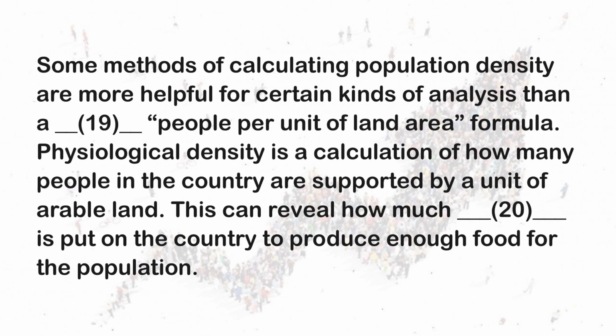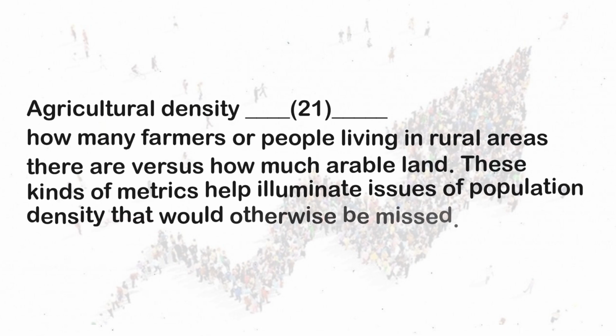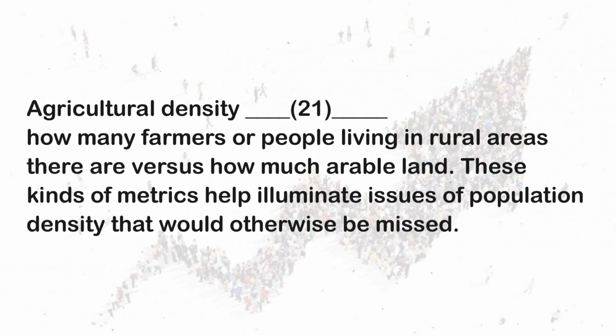Physiological density is a calculation of how many people in the country are supported by a unit of arable land. This can reveal how much pressure is put on the country to produce enough food for the population. Agricultural density measures how many farmers or people living in rural areas there are versus how much arable land. These kinds of metrics help illuminate issues of population density that would otherwise be missed.